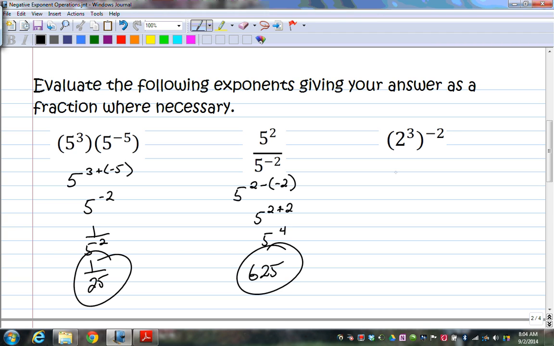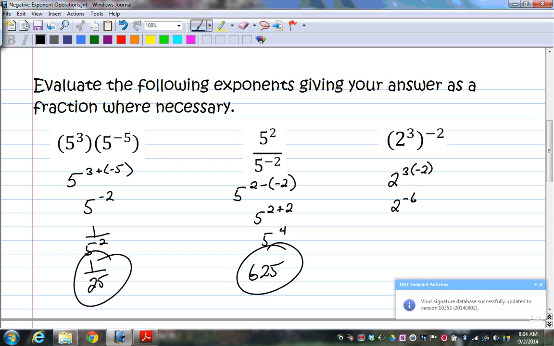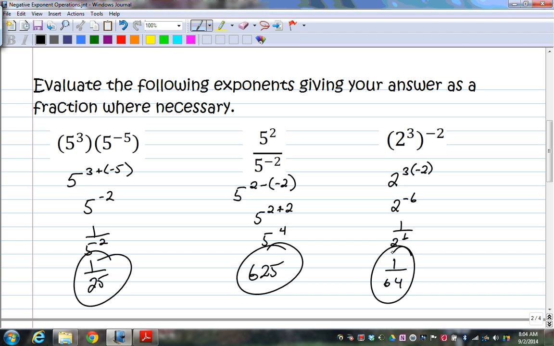Moving on. I have 2 to the 3rd, and the whole thing is raised to the negative 2nd. For that, you would multiply your exponents. So I have negative 2 times 3. This becomes 2 to the negative 6th, which is 1 over 2 to the 6th, which is 1 over 64.